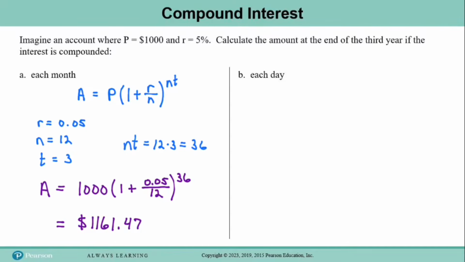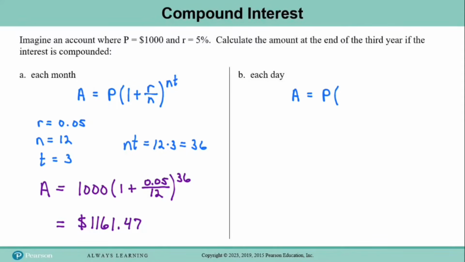Now, if you remember when we did this with annual compounding, when we made that table a couple of slides back, I believe we ended up with $1,157, so not a huge difference, but just a small difference. But then again, we are working with a small amount of money and a small amount of time. Now let's try it where we're compounding each day.